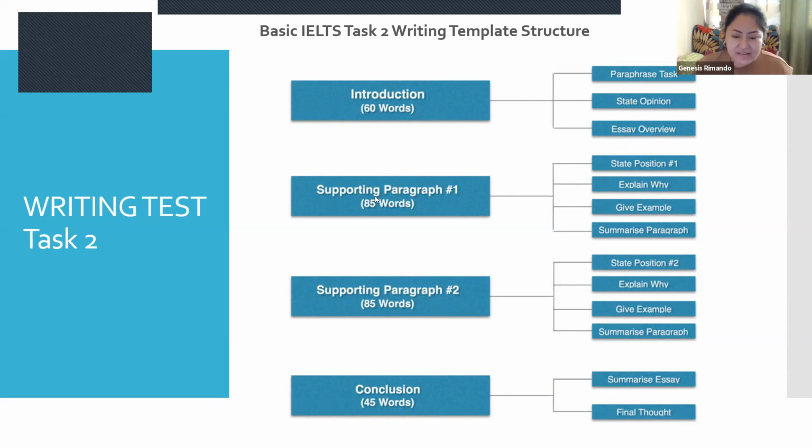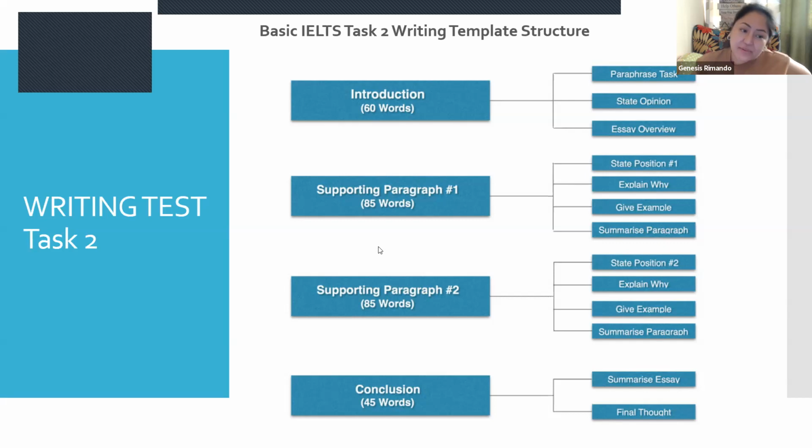So again, the second paragraph, you would write your supporting paragraph. So state your position number 1. Why are you supporting that? Explain why. You give an example, then again, you summarize the paragraph. The summary of this paragraph would be a rephrasing again of your position here, this one.